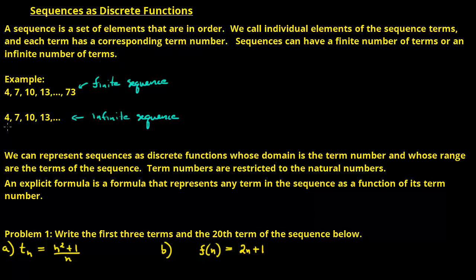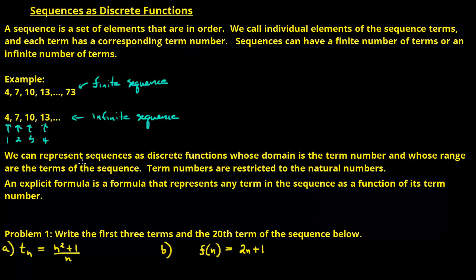Just another thing to note, this would have term number 1, this would have term number 2, this would have term number 3, and this would have term number 4, and so forth. So we start numbering the terms with 1, and then the second term is 2, 3, and 4, and so forth. Here it says we can represent sequences as discrete functions whose domain is the term number and whose range are the terms of each sequence.